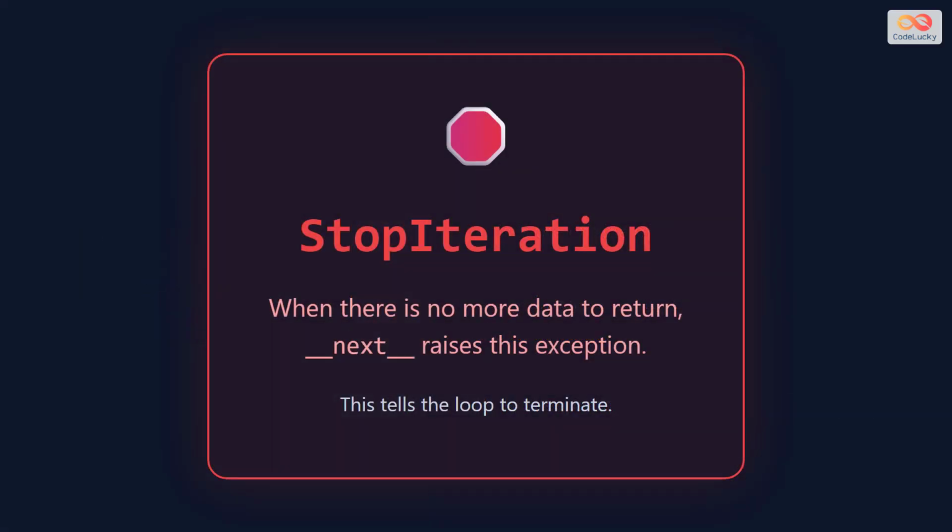But how does the loop know when to stop? It's simple. When there is no more data to return, the dunder_next method raises a StopIteration exception. This isn't an error in the traditional sense. It is a signal to Python that the loop is finished.